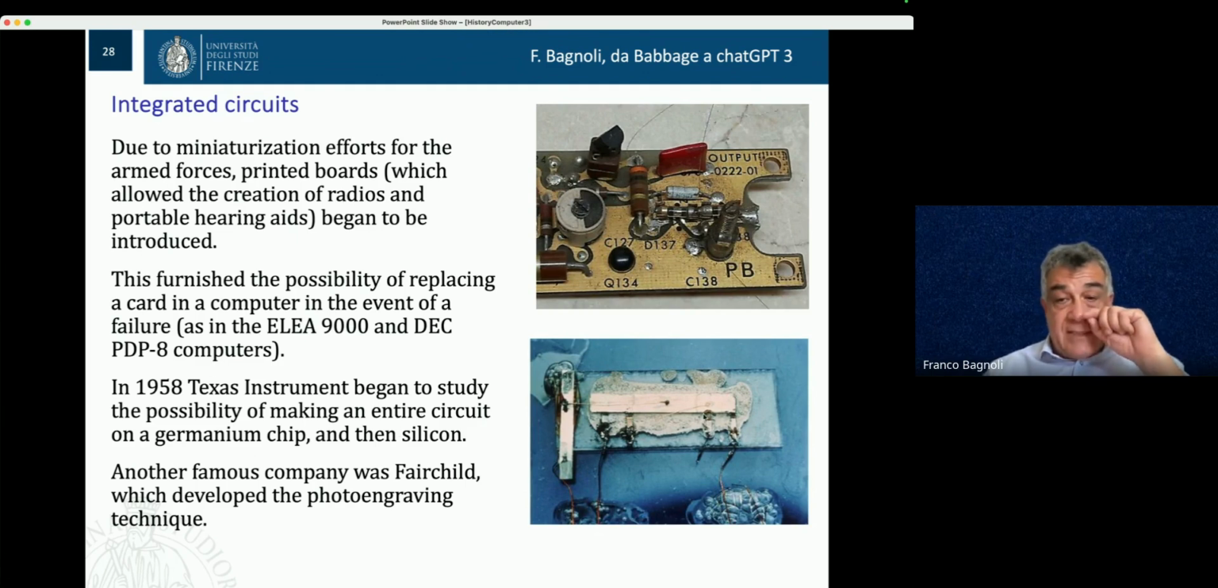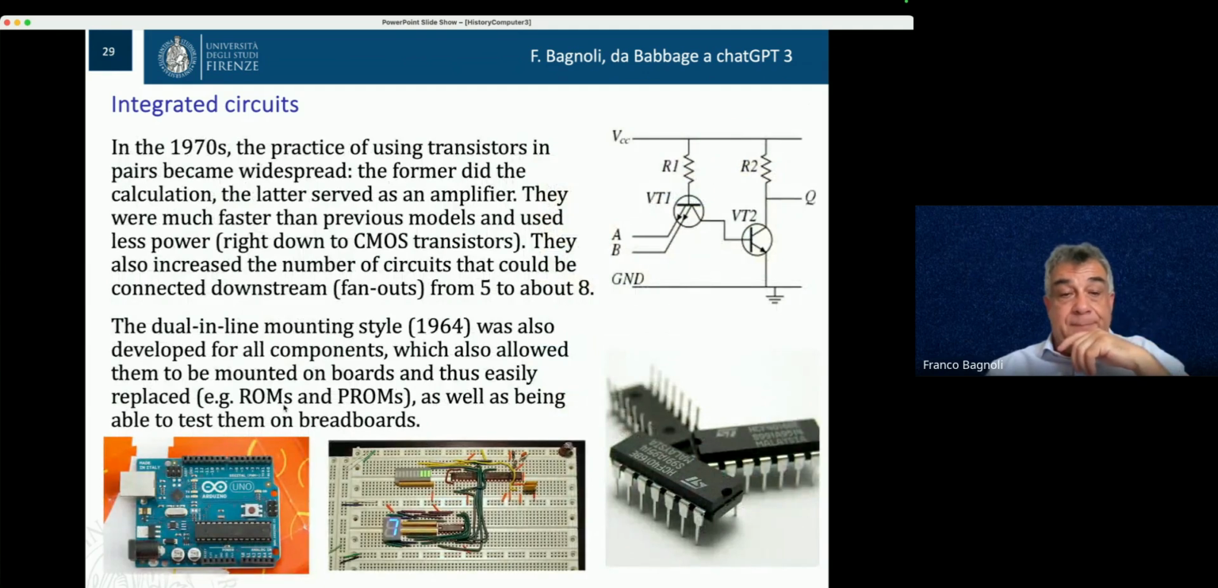But in '58, Texas Instruments began to study the possibility of making an entire circuit on a chip, an integrated circuit. And so the idea is first to have a package containing some amount of logic gates. You see, 10 years have passed. The idea is to design everything using this kind of architecture, which is called the TTL architecture.